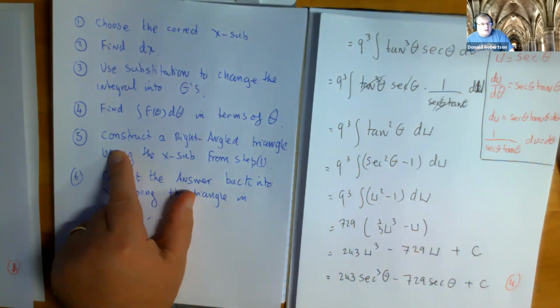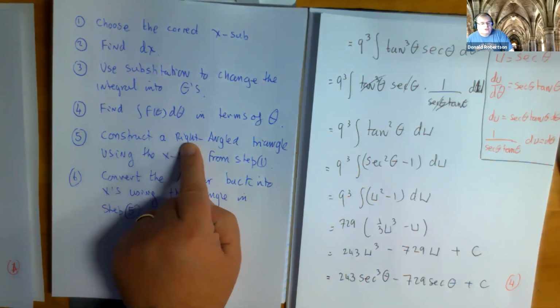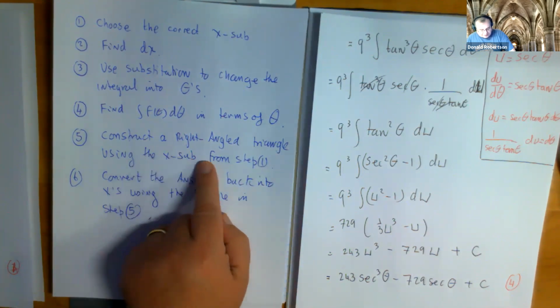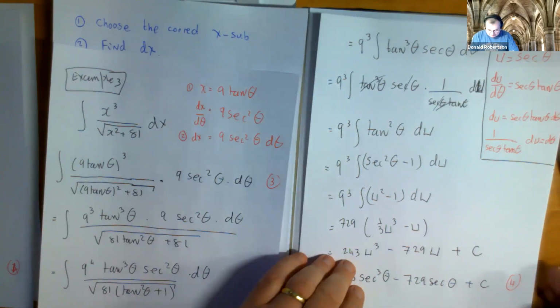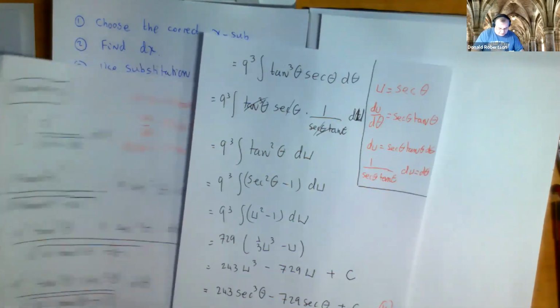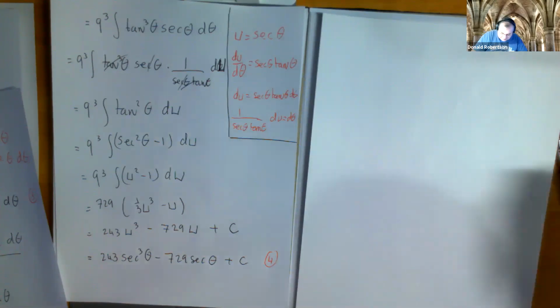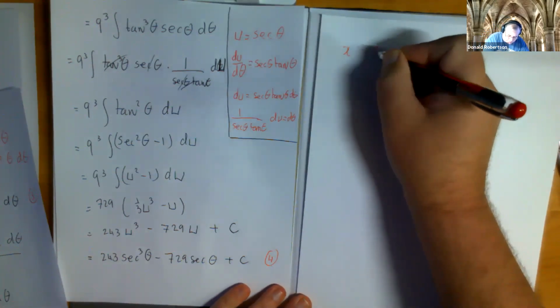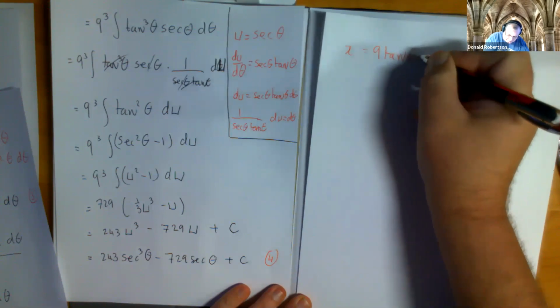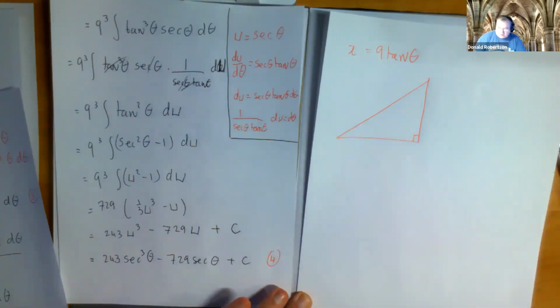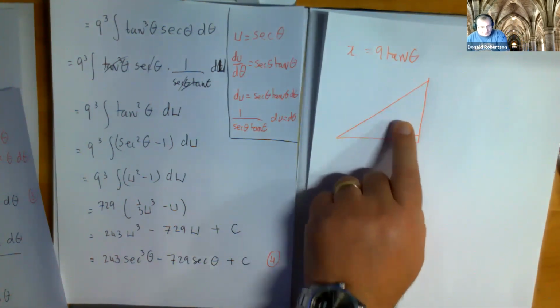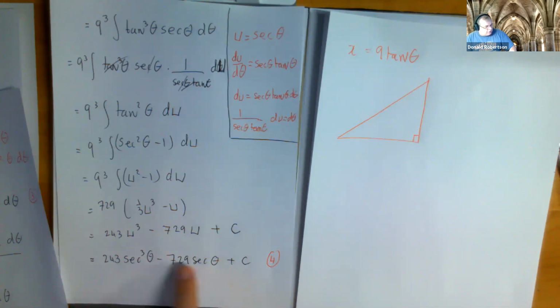Because we're now going to do step 5. We're going to construct a right angled triangle using this x sub from question 1. So here it goes. The x sub that we had was 9 tan theta. And that's going to be used to create a right angled triangle. This right angled triangle's job is to find out what secant theta or tan theta or sine theta, whatever these are, and to convert them into x's.